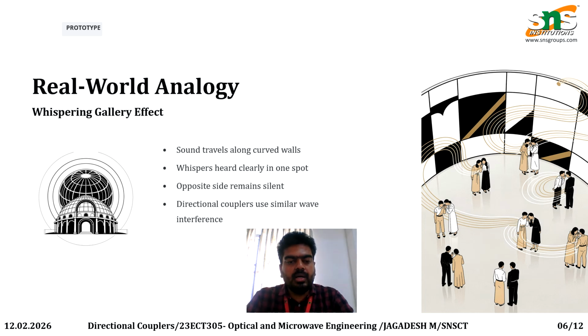Another real-world analogy is the whispering gallery effect. Sound waves travel around curved walls, and whispers are heard clearly in one spot while the opposite side remains silent. So directional couplers use similar wave interference. This is the easiest way to understand the directional coupler in a better manner.